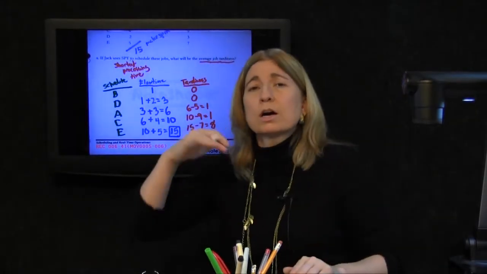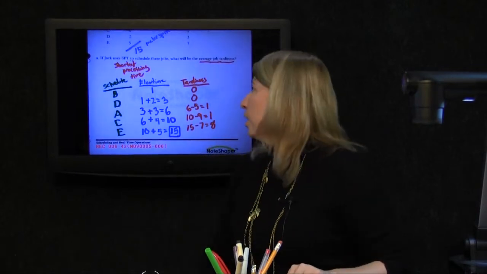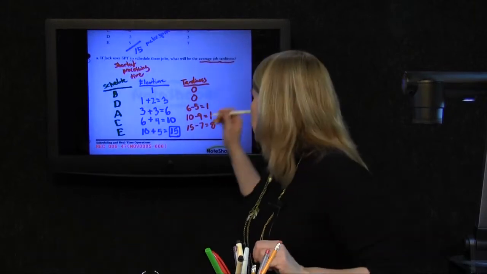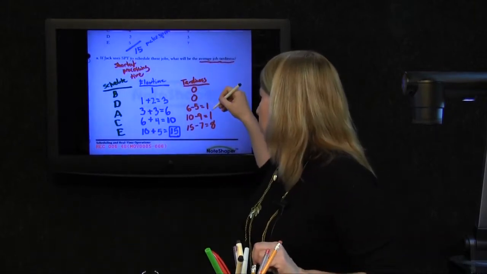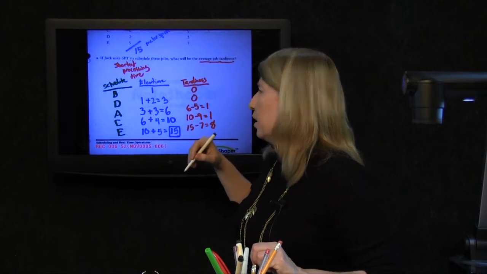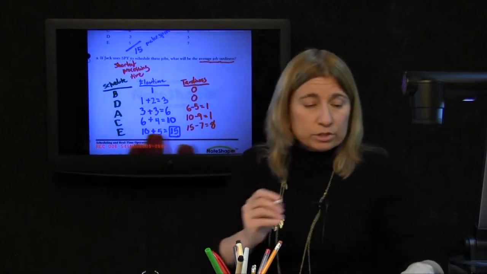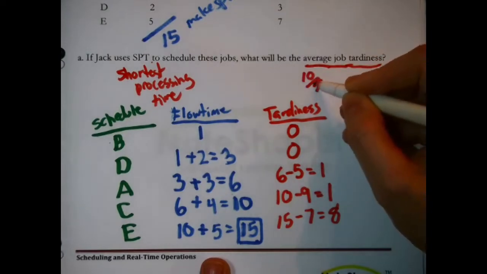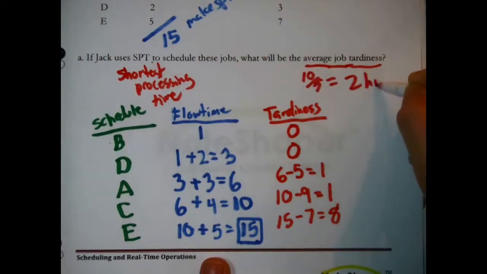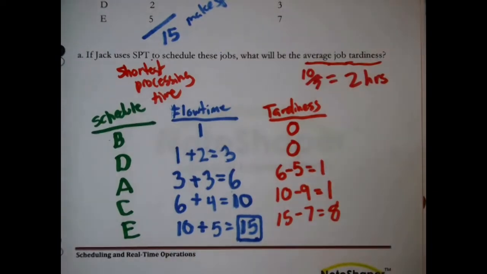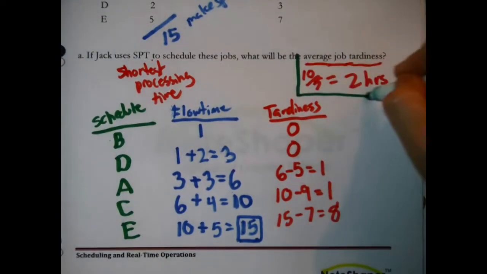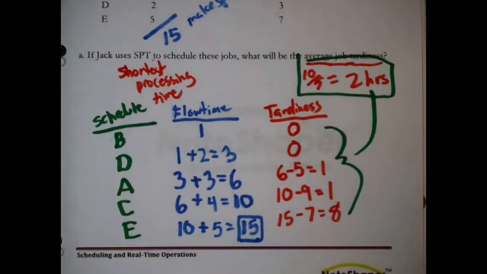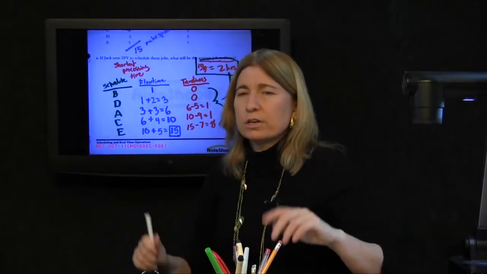Okay, now we know the tardiness of each one of these jobs. The question is, what's the average tardiness? We just average these numbers. Average 0, 0, 1, 1, and 8, or what is that, 10? 10 divided by 5. Average tardiness, 10 divided by 5, 2 hours. This sequence, shortest processing time. We average those numbers. The average tardiness is 2 hours.